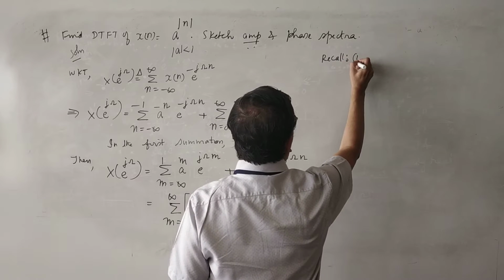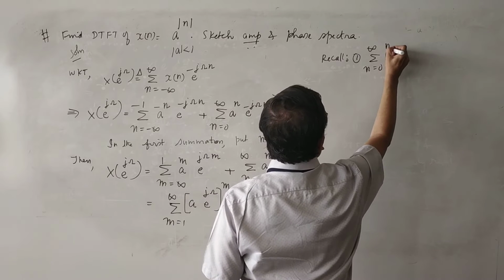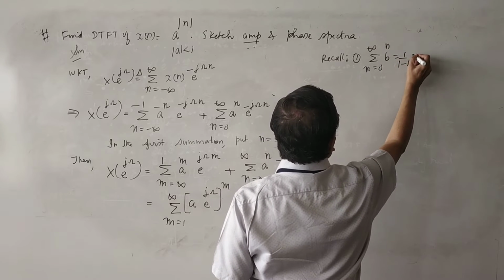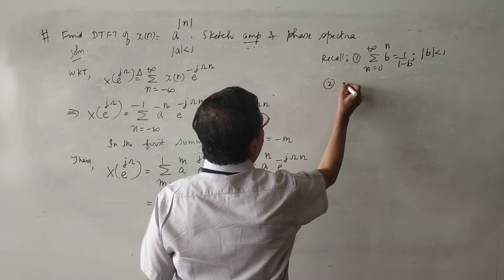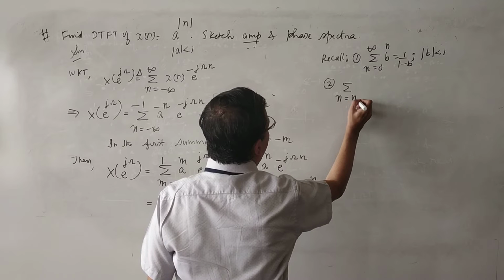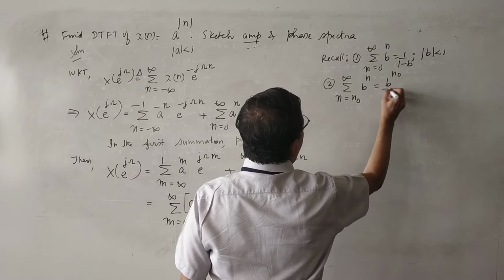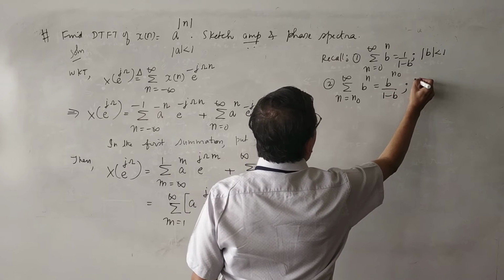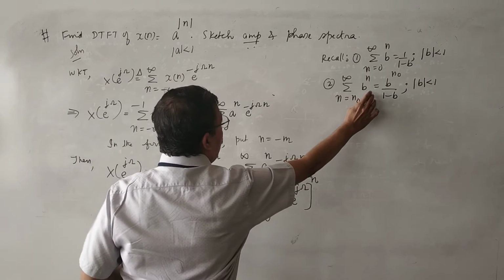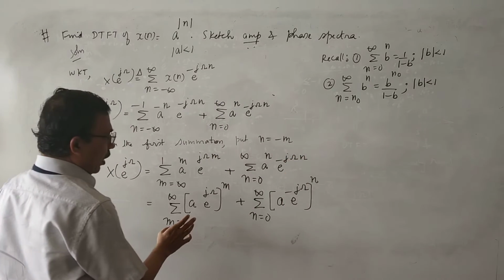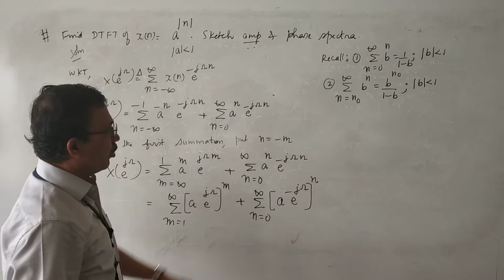Recall formulae. First one, summation n equal to 0 to infinity b to the power n equals 1 over 1 minus b, provided mod b is less than 1. Second one is summation n equals n naught to infinity b to the power n equals b to the power n naught by 1 minus b, provided mod b is less than 1. This second formula I will use for the first summation. The first recall I will use for the second summation.